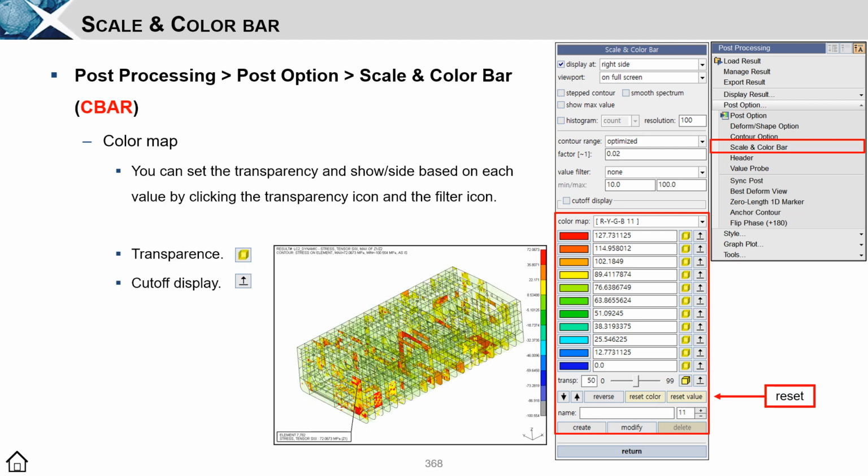You can set the transparency and show side based on each value by clicking the transparency icon and the filter icon. These settings also apply to various reports or captures, requiring user attention when creating reports.